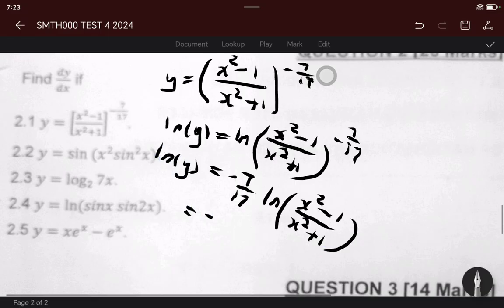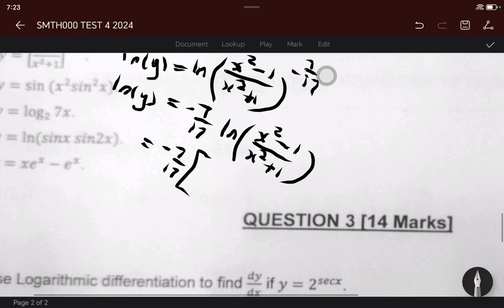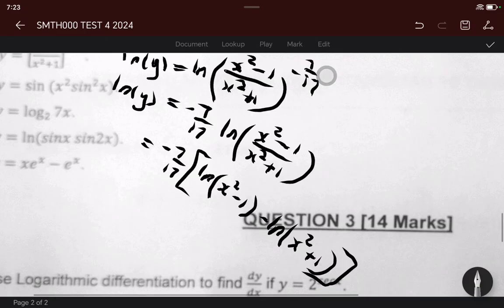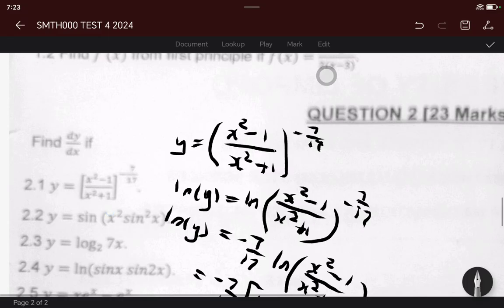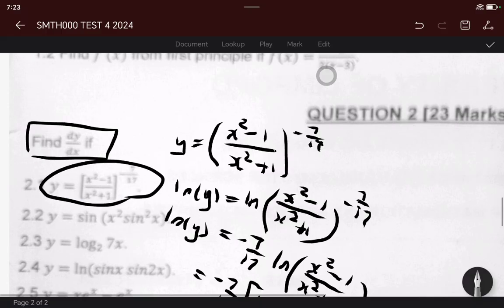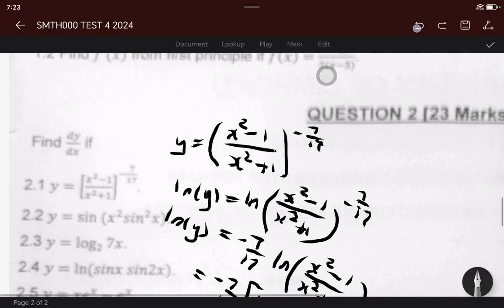Then this will be negative 17 over 7. When we apply the ln inside here, we can see that this will just be ln of x squared minus 1 minus ln of x squared plus 1. We say that though if we look at this question, we're not told to use logarithmic differentiation, so it's much preferred that you use it if you're told to. But if not, you can use chain rule, so it's better to know both of them, right?